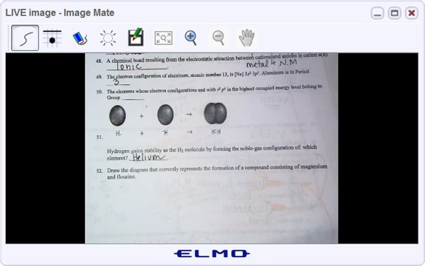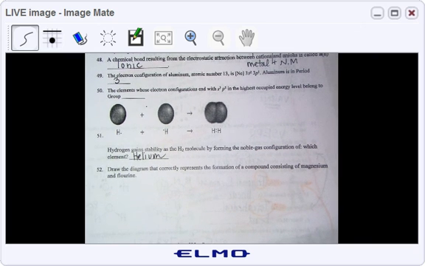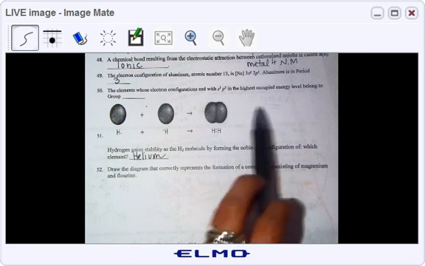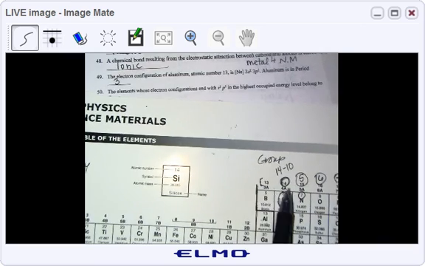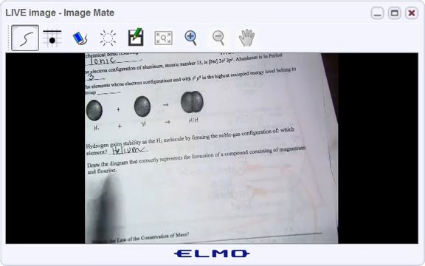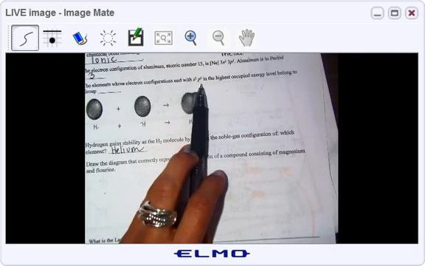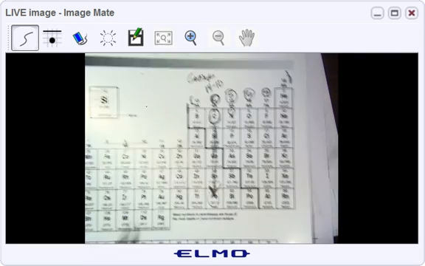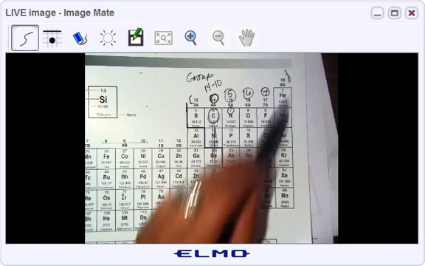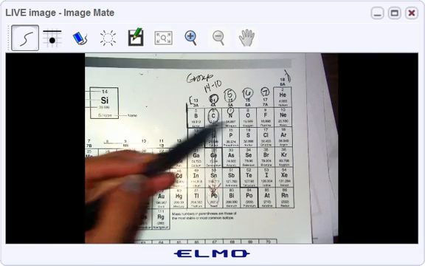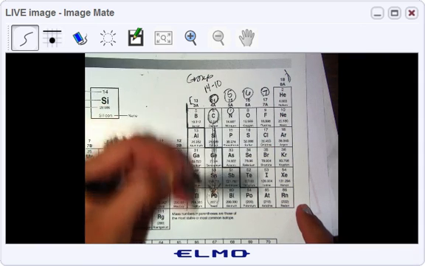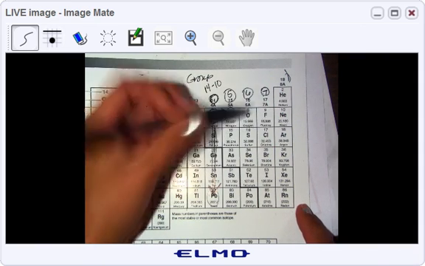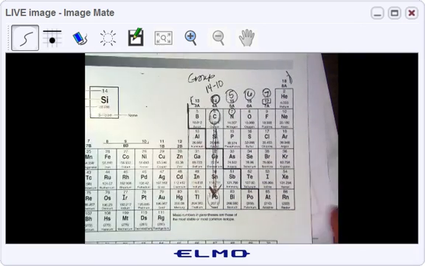The elements whose electron configurations end with s2 p5. So it's just saying belong to what group. Okay, the groups are the ones at the top. It says it ends in p5. So if we were, this is the entire p block. 1, 2, 3, 4, 5. That's p5. Okay, so anything that ends in p5 is going to be in group what? 17.